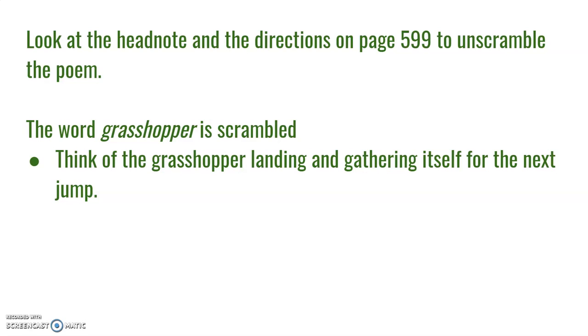Why did Cummings decide to scramble the word grasshopper and then jumble up other words by the use of parentheses, where we already learned about what parentheses should do? Why does he do these things? Well, think of a grasshopper landing and then gathering itself for the next jump and then landing. Think of the movement of a grasshopper. It is extremely sporadic. They don't really know exactly where they're going to land, probably, right?